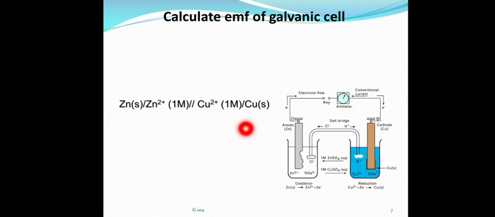Okay, so this is the Daniell cell and its cell notation, or representation of the galvanic cell. Now we'll see, what is the reaction at anode? Zinc plus 2 electrons... sorry, this is not that reaction. This is actually a reverse reaction. Actually, zinc loses electrons to give this one.